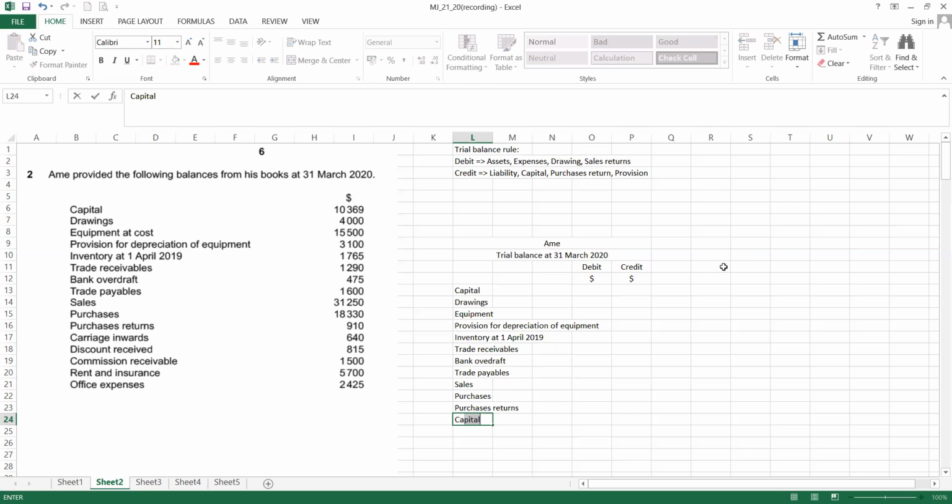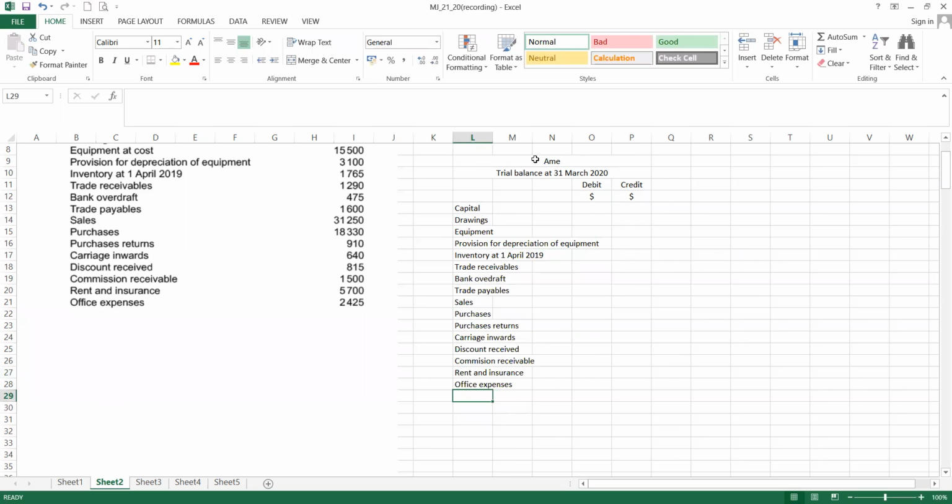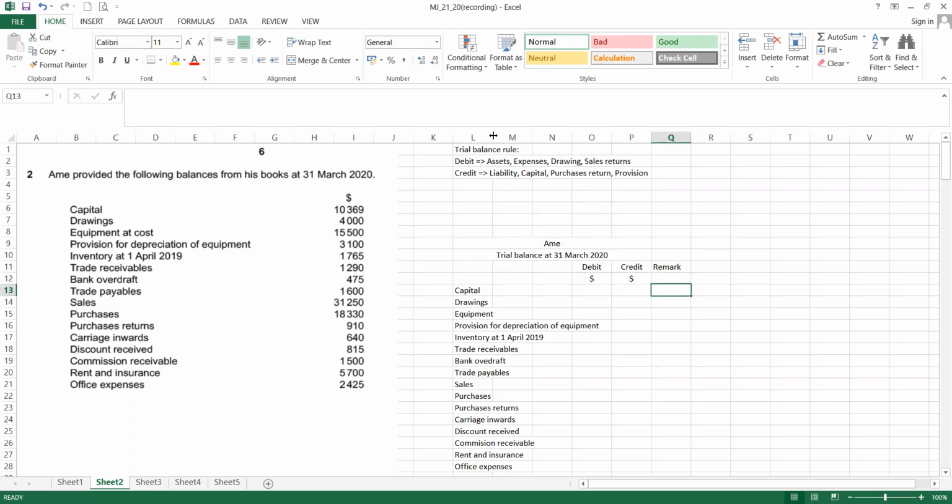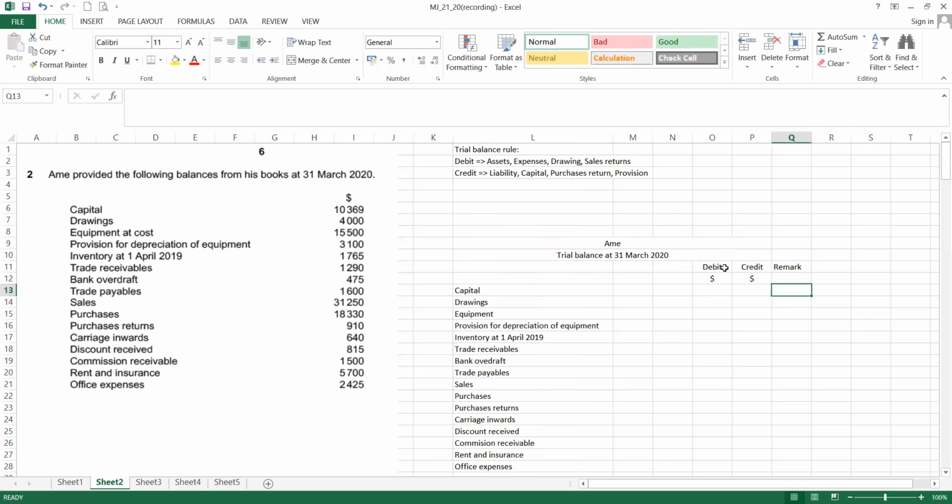Okay, carriage inward, and then discount received, commission receivable, rent and insurance, office expenses. Okay, I put in a remark. This is not needed in the question, just for you to refer to in case you want to understand more, in order to decide what section each belongs to.